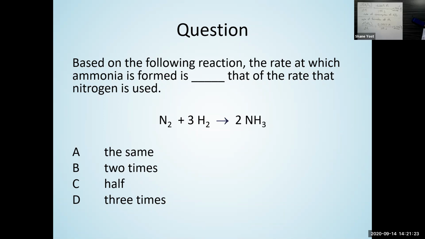Again, by the balanced stoichiometric coefficients. Question?